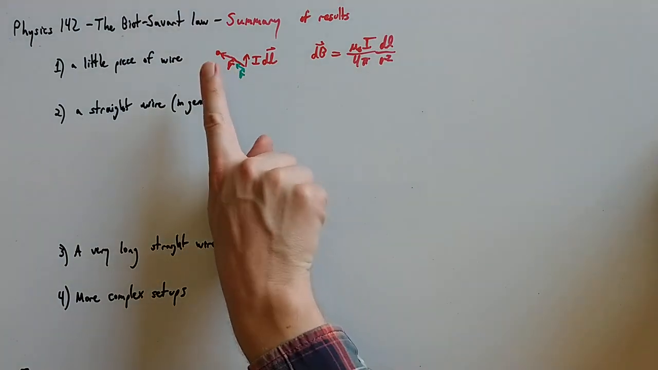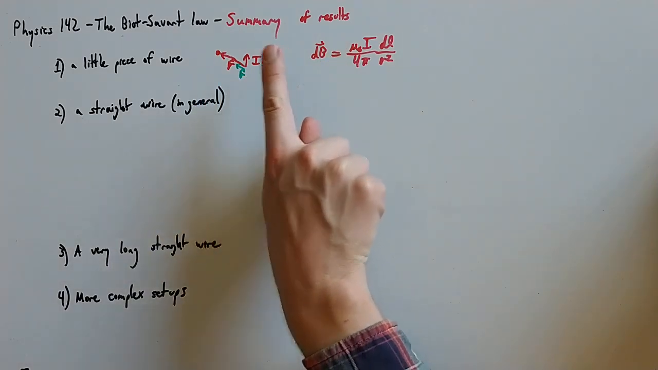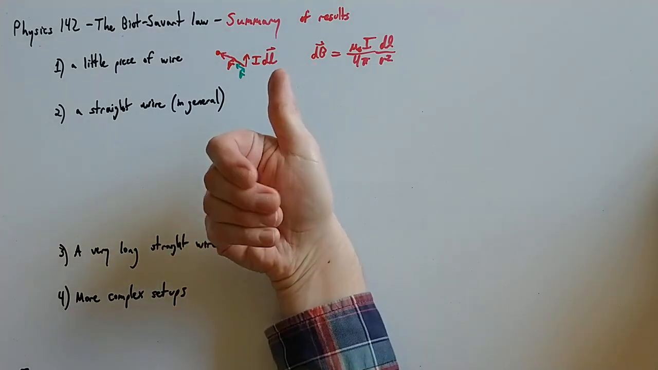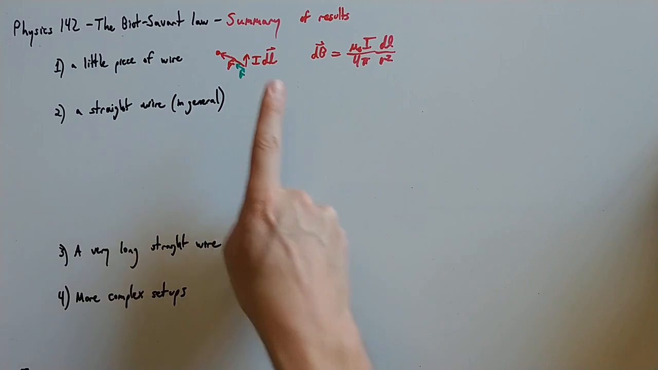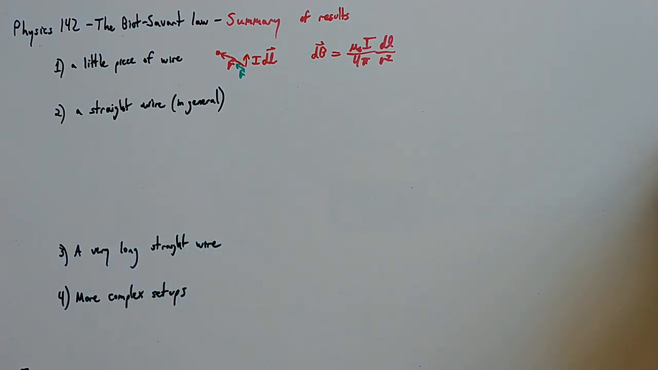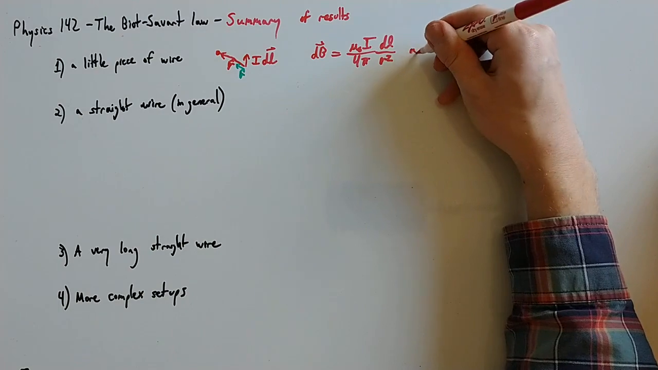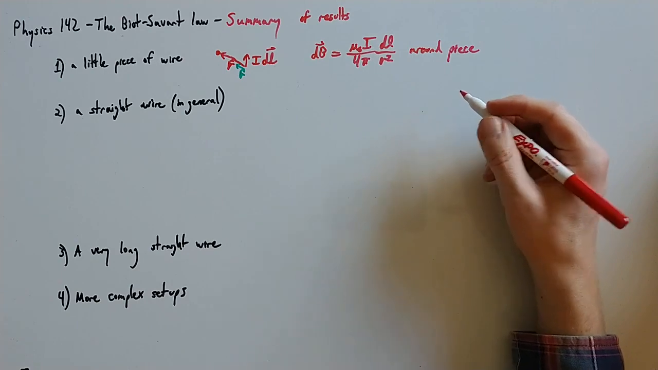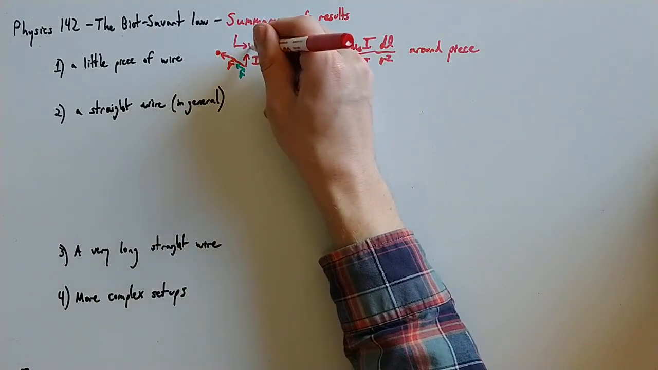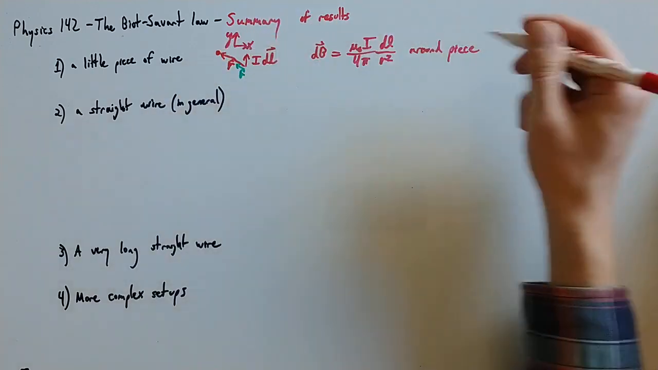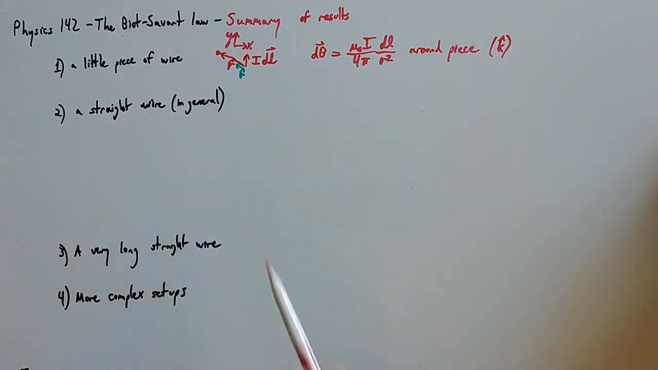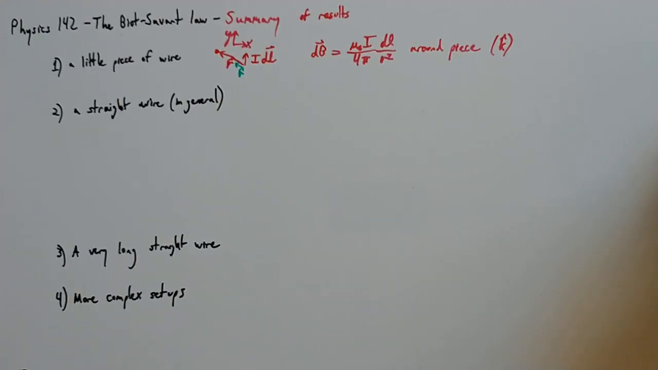Or more generally, the direction always just wraps around our current element. If we point our thumb along the current element and curl our fingers around it, that shows us the direction of the magnetic field. So the direction here is around that little piece of wire. For this particular one, if we chose an x, y coordinate system, that would be the k hat direction for that particular spot. All right, good. So that is the magnetic field from a little piece of wire.